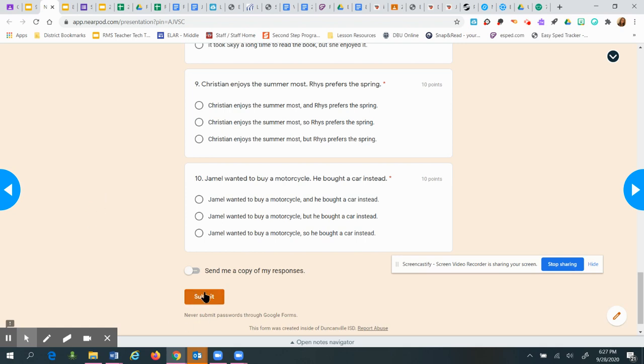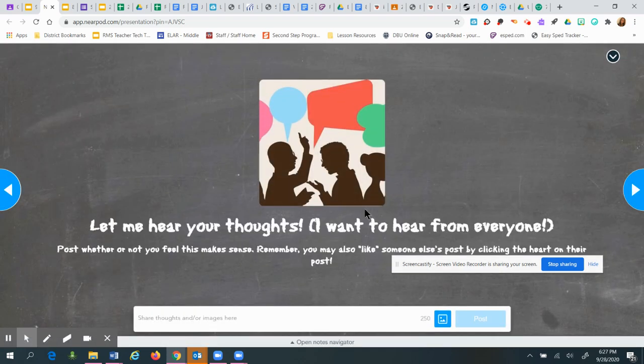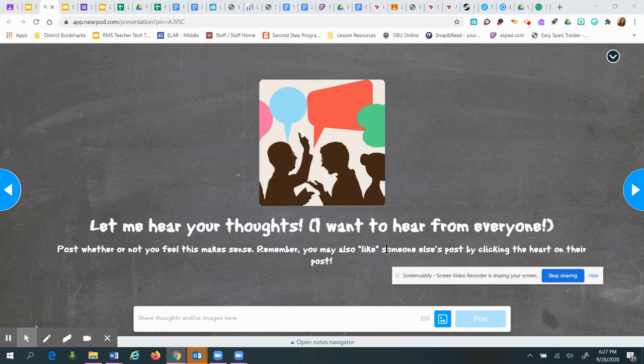When you finish, click Submit, and then keep going. Okay, let me hear your thoughts. This is a collaboration board, and I want to hear from everyone. Post whether or not you feel this makes sense. Remember, you may also like someone else's post by clicking the heart on their post.